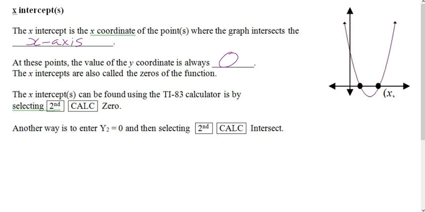X-intercepts can be found using the TI. The x-intercept can be found using the TI by selecting second calc 0. If you do that, it's going to ask you for a left bound and a right bound and a guess. The way that I like to do it is to enter y2 is equal to 0 and then do it using second calc and intersect. Okay? And we'll practice all of this. So that's a point x comma 0, right? The y value there is 0.